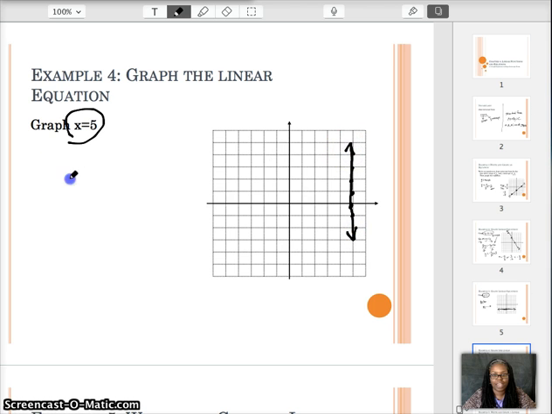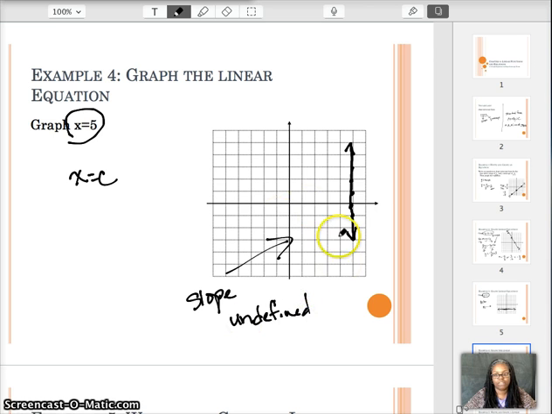So anytime you have x is equal to some c term or a term or whatever, you're going to get a beautiful vertical line. With that said, the slope here is what? Do you remember? I hope you're screaming, undefined. It is undefined. All right, this is an undefined slope.